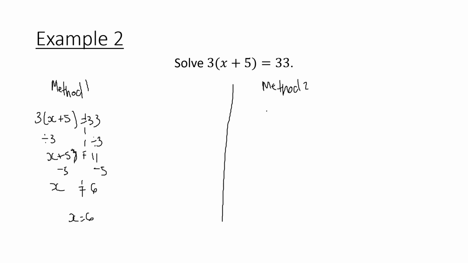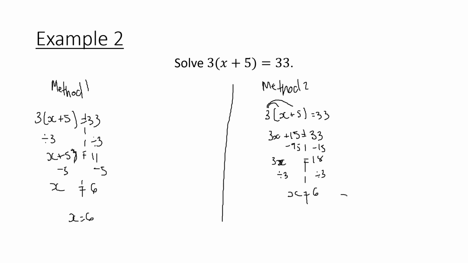So second method, we've got 3 and then x plus 5 in our bracket is equal to 33. Expand our bracket, 3 times x is 3x. 3 times positive 5 is positive 15, which is equal to 33. You then take away your 15 to leave the 3x on its own, because at the moment it's plus 15, so take away 15. So you're left with 3x on one side, and then 33 take away 15 gives you an answer of 18. And then we've got 3 times x, so we have to divide both sides by 3, giving you x is equal to 6. So exactly the same answer, just two different methods of getting your answer.